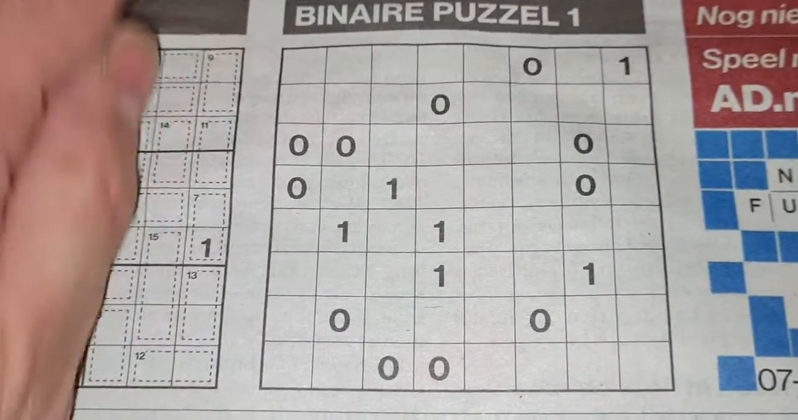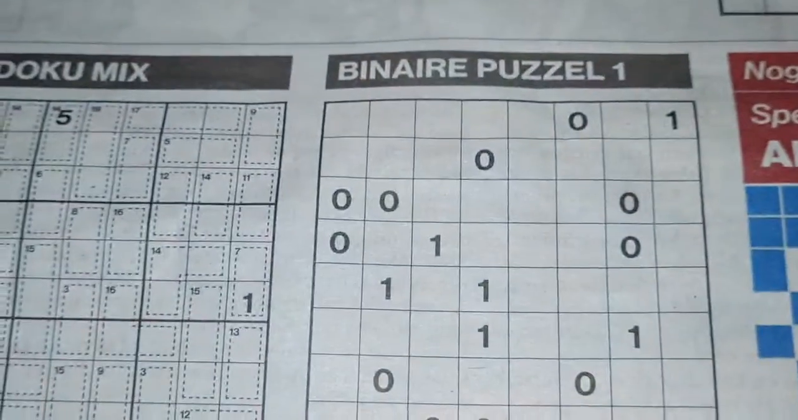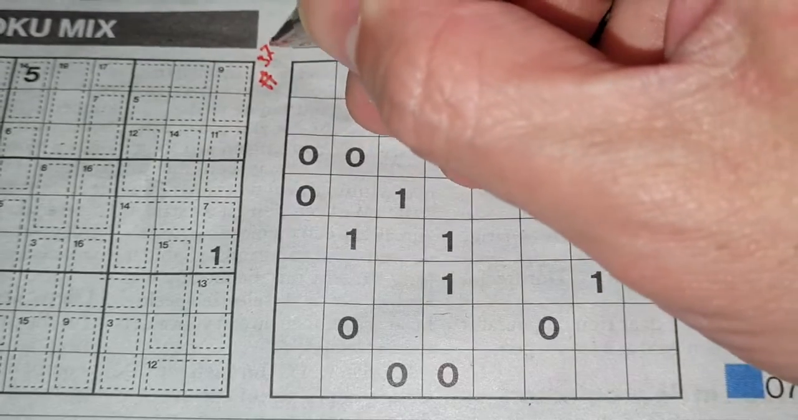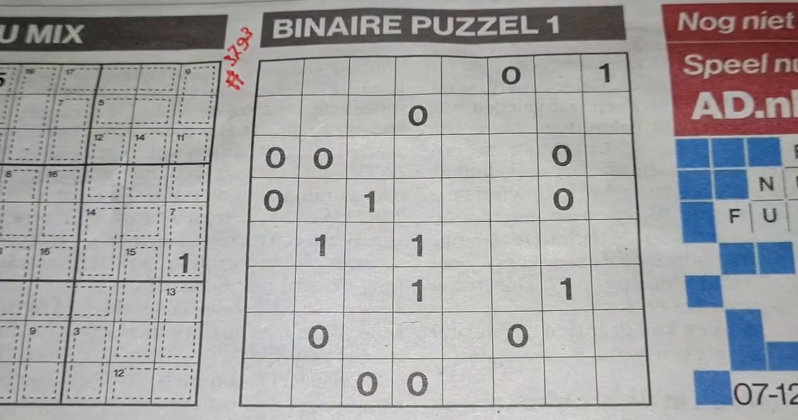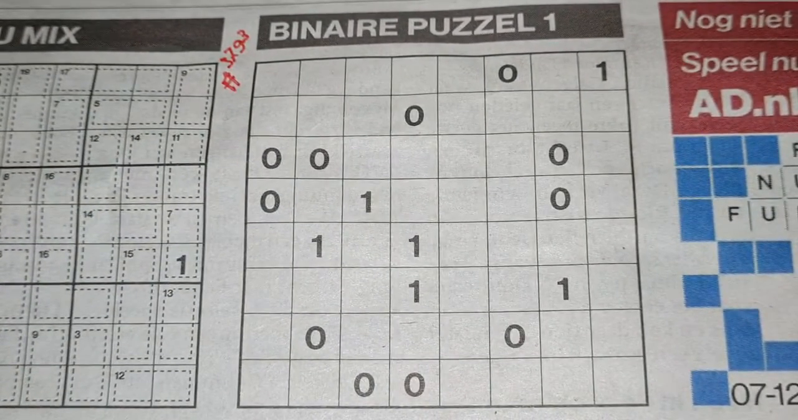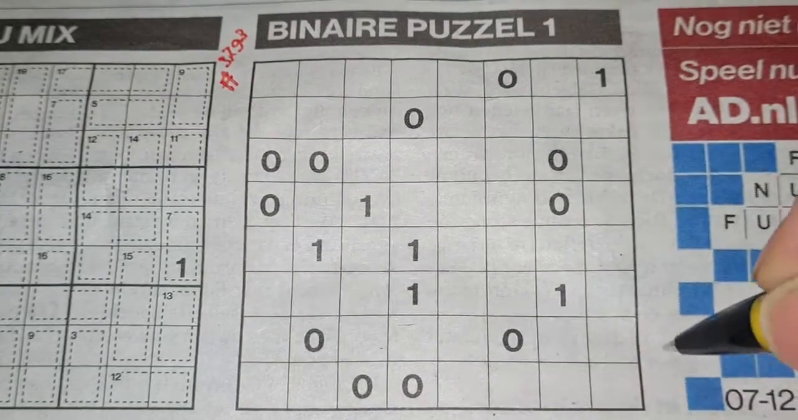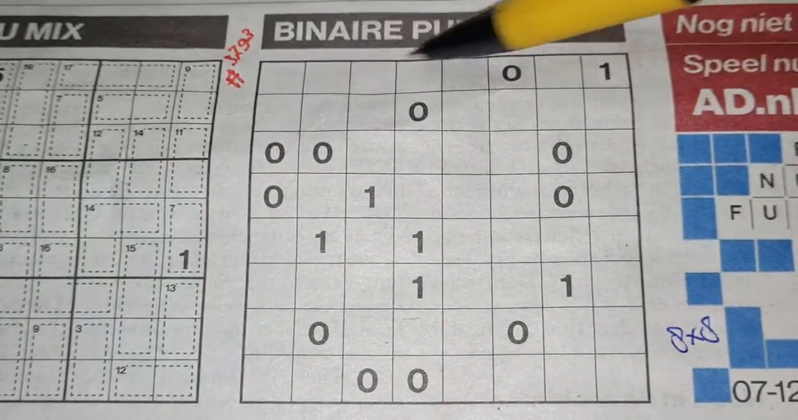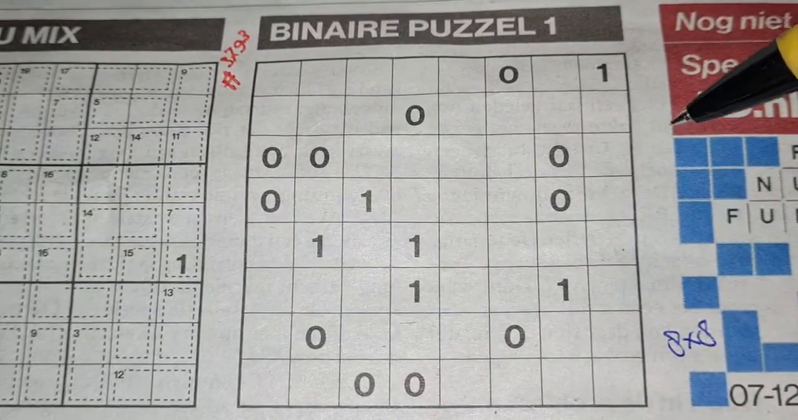This will be number 3793, I believe. Yes, correct. And what kind of binary puzzle is this one? Let me count the boxes: 1, 2, 3, 4, 5, 6, 7, 8. It's an 8 by 8 binary puzzle. That means in a row or in a column, there are always 4 O's and 4 1's.